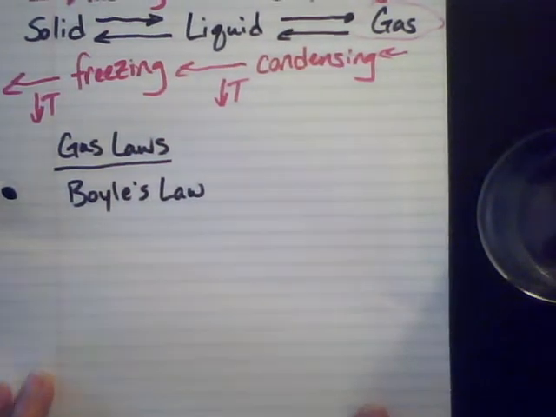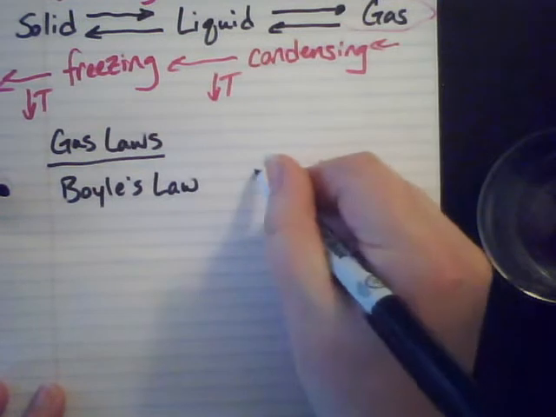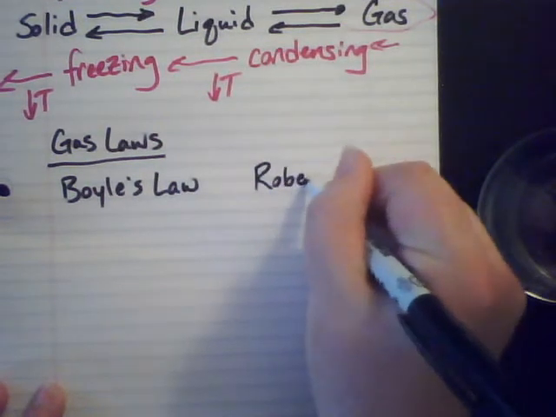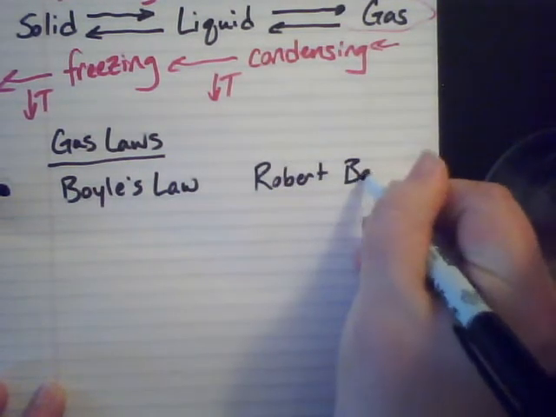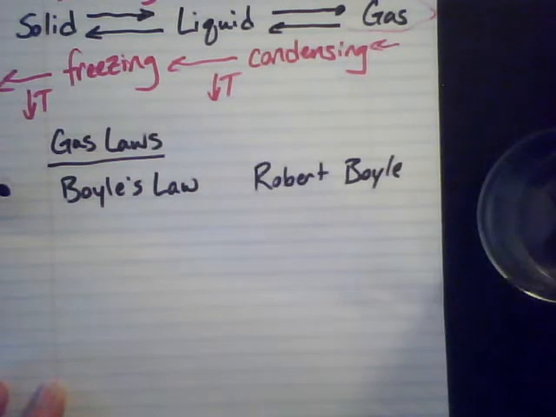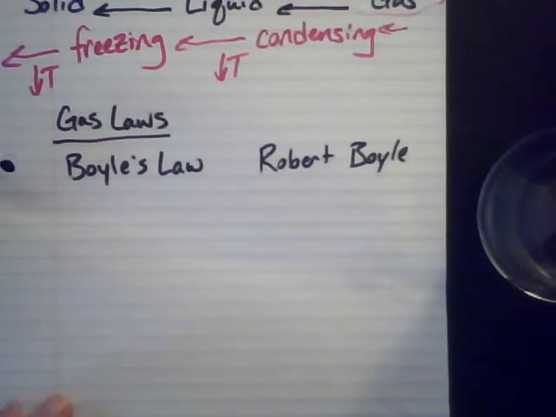Boyle's Law was discovered by a chemist by the name of Robert Boyle. He is one of the fathers of modern chemistry. There's a number of scientists that we can point to that were responsible for the shift from alchemy to chemistry, and Robert Boyle was one of them. And I'm going to talk in my next lecture about the rise of chemistry from alchemy, a little bit about him and some of the other fathers of chemistry.